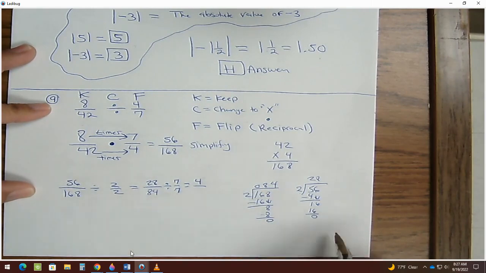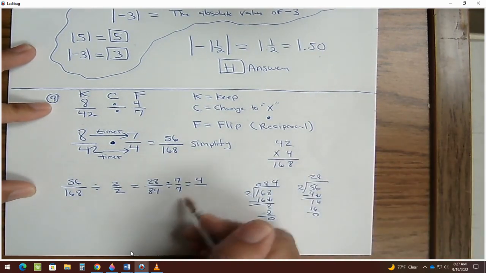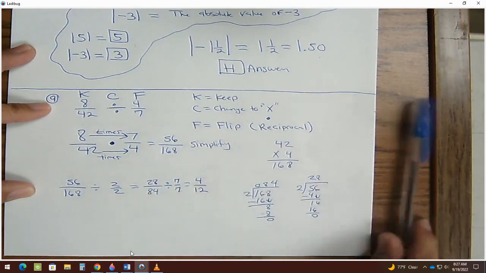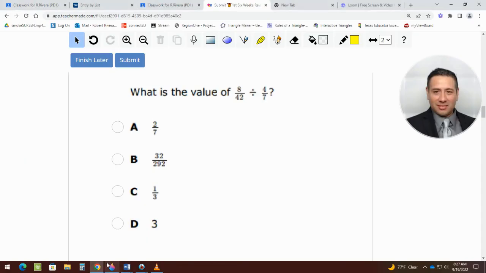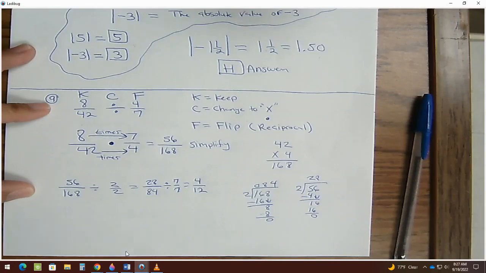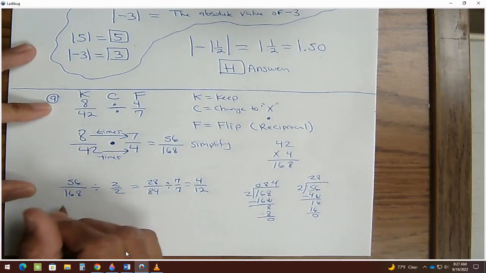84 divided by 7. You could always go to the sides and divide. 84 divided by 7 will be 12. Let me check if that one is there. Nope. Well, de vuelta va a simplify. That's all you do. You continue simplifying. So I'm going to put it over here.